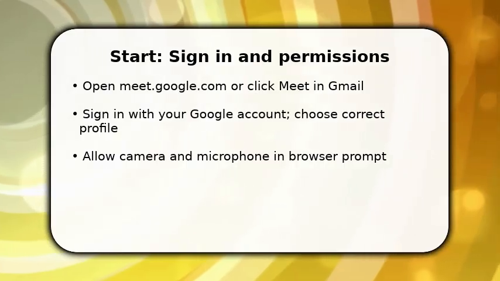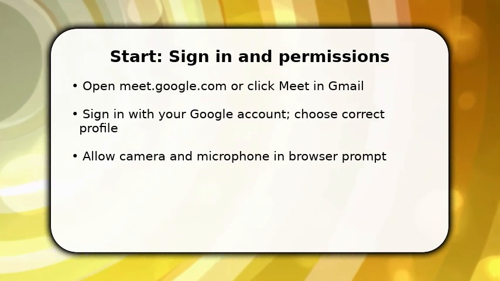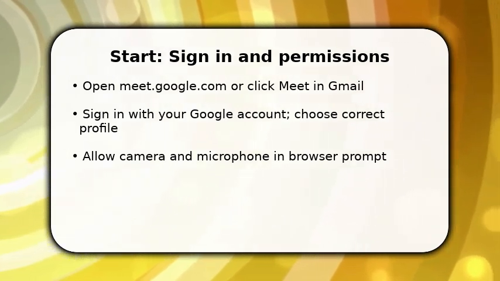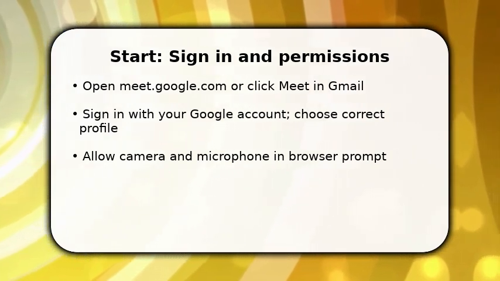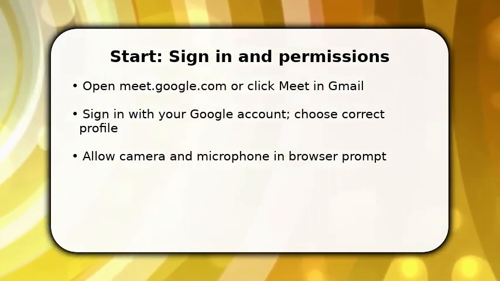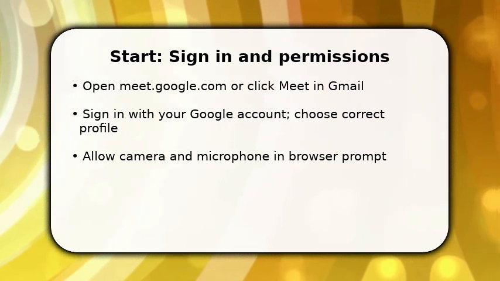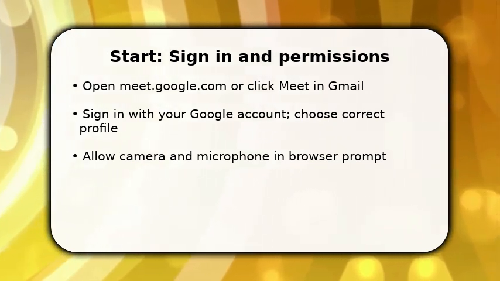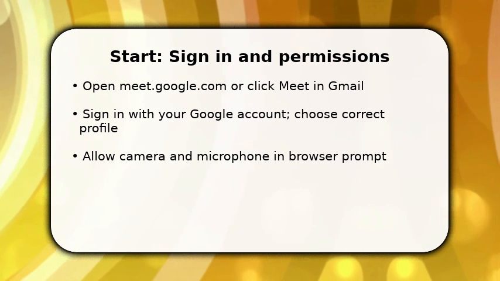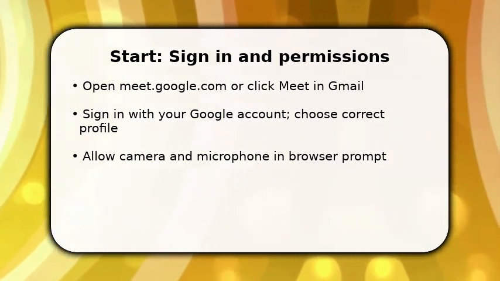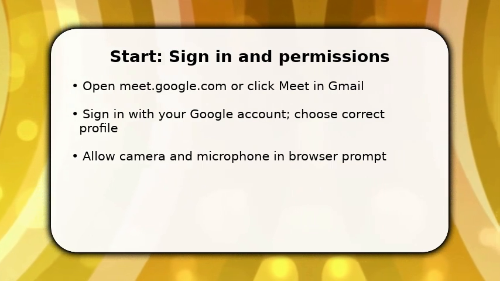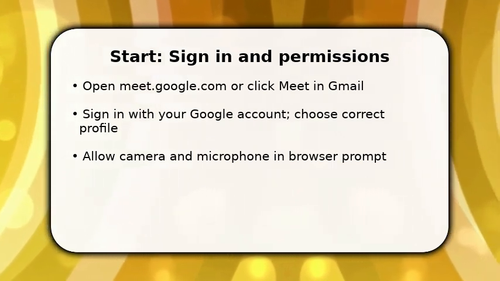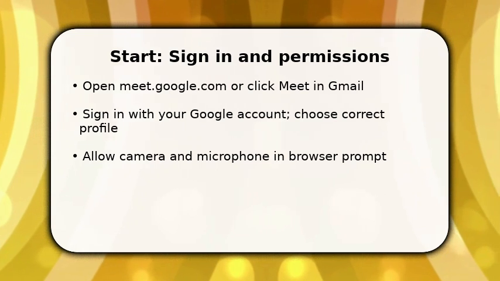You're starting a meeting now. Open Meet.Google.com or click Meet inside Gmail and sign in with the Google account you'll use. Once signed in, choose the profile that matches your meeting identity so chat and calendar entries align. When the browser asks, allow camera and microphone so participants can see and hear you. Make sure to choose the correct device if you have multiple. This gets you into the pre-join screen where you confirm video, audio, and background before joining.